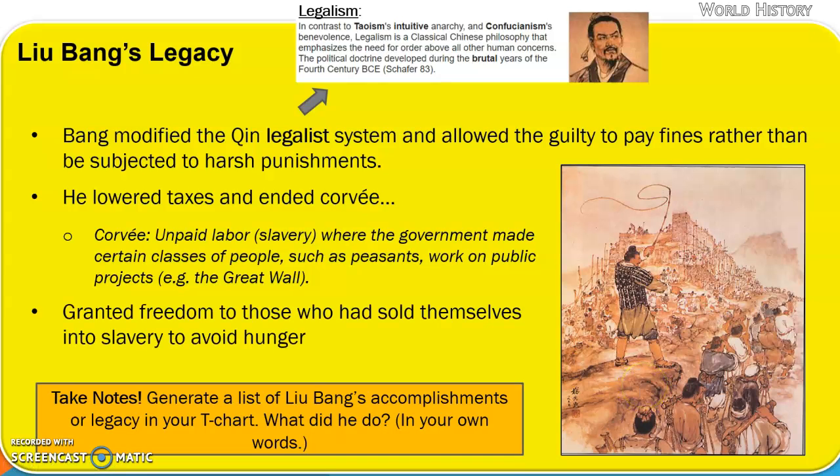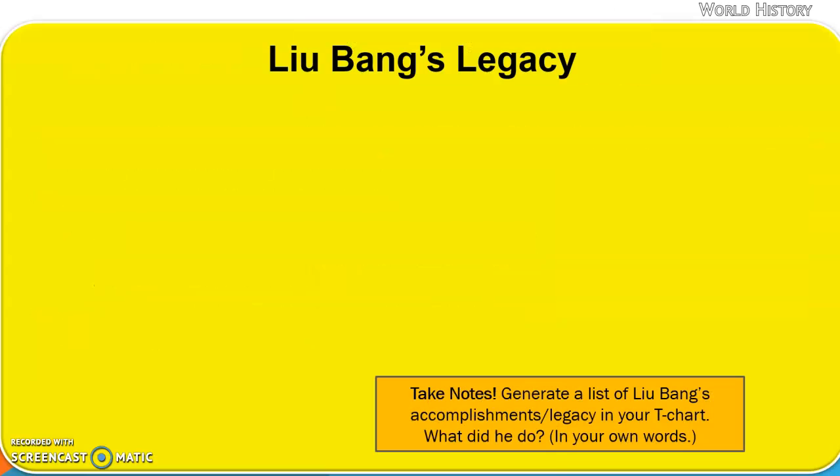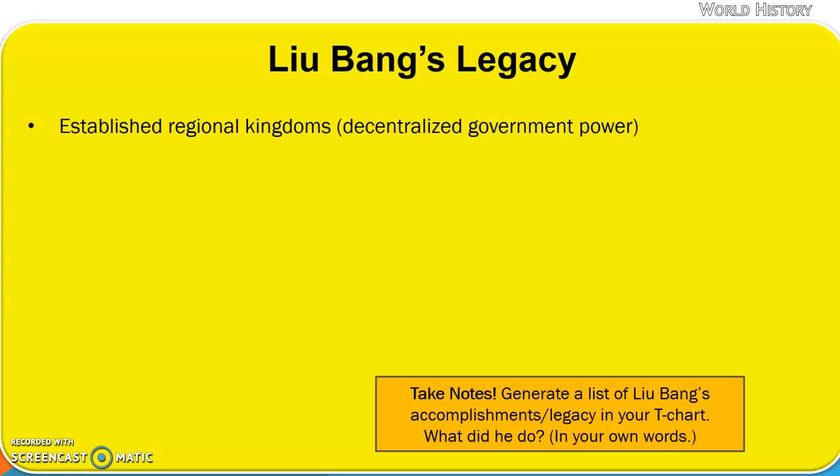He granted freedom to those who had sold themselves into slavery to avoid hunger. Okay, so try to take a few notes on these items. And here are some other things that he did. He established regional kingdoms, so he actually decentralized the government power.